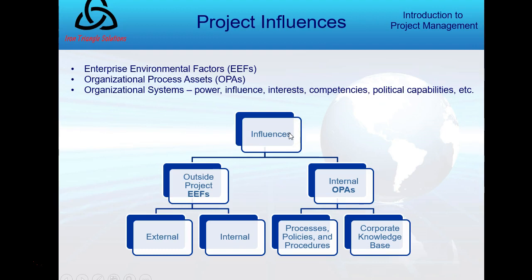Okay? So keep in mind that there are many project influences, including on the left side of this chart, EEFs, or enterprise environmental factors, and on the right, OPAs, organizational process assets. And EEFs can be external and internal. OPAs, again, important for the exam, two sets. There's processes, policies, and procedures, and the other being corporate knowledge base. A third project influence that is mentioned is our organizational systems, power, influence, interest, those sort of things.